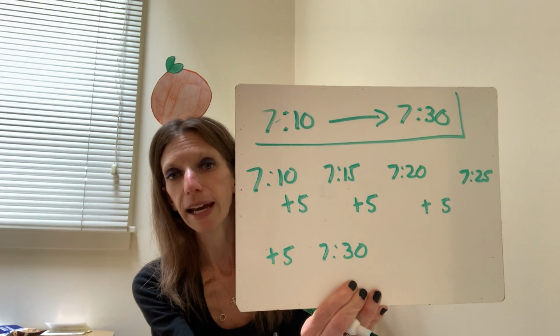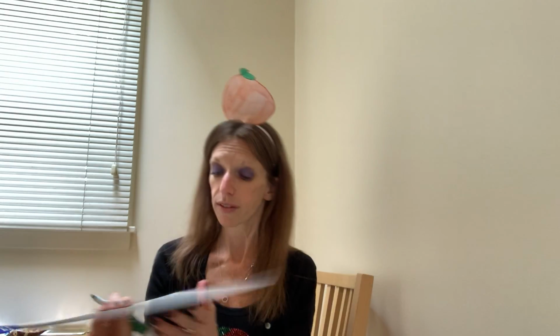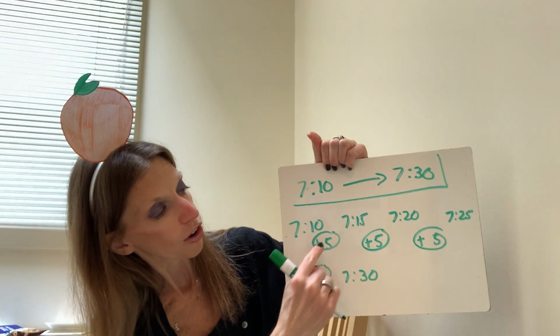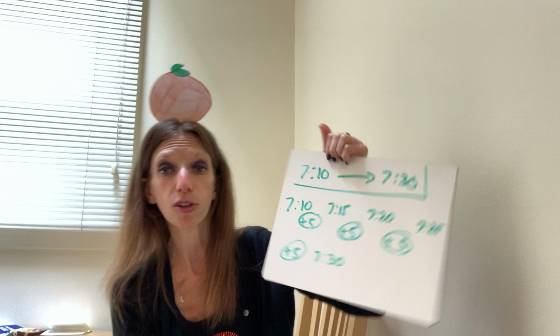So what am I going to do now? Circle my fives. So 1, 2, 3, 4. Then we know how to skip count by 5. So 5, 10, 15, 20. So what's the elapsed time? 20 minutes.